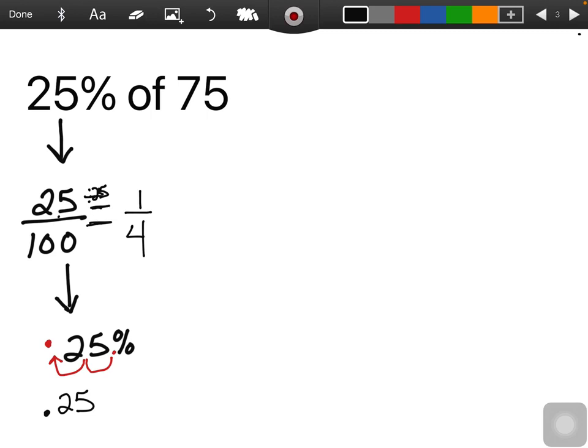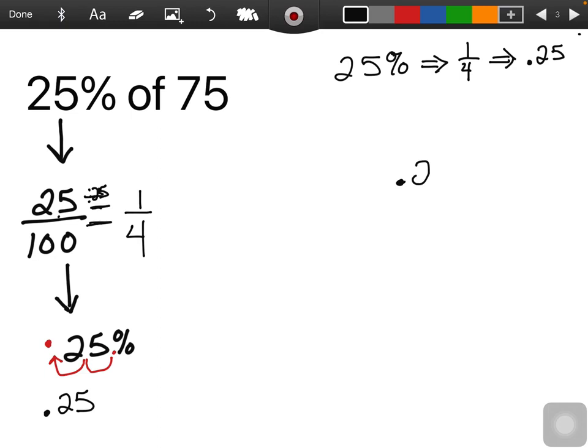So I know there's 3 different ways of showing 25%. One is as a percentage. The next is the fraction, 1/4, and the next is the decimal 0.25. Okay, so let's go back to the question. 25% of 75 is what? Well, when you have a situation like this, you're literally just multiplying.